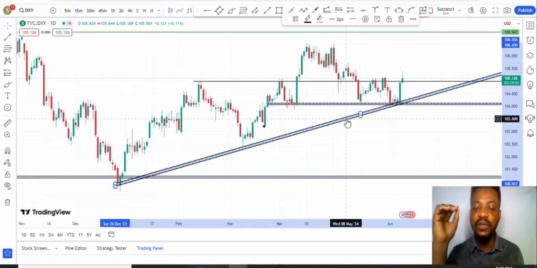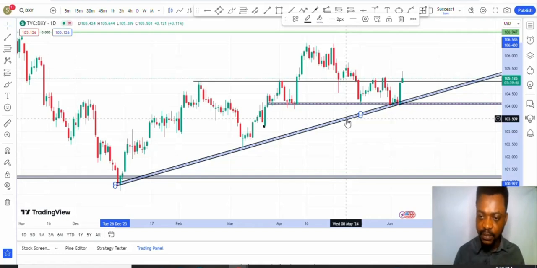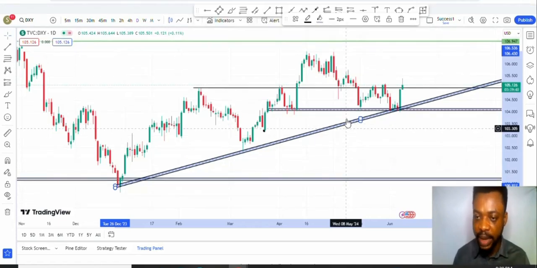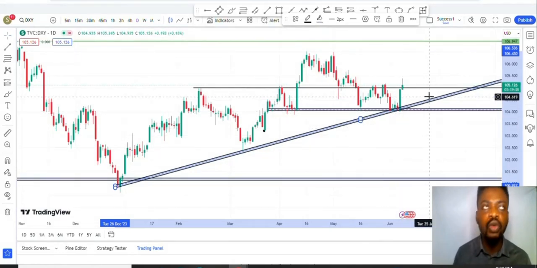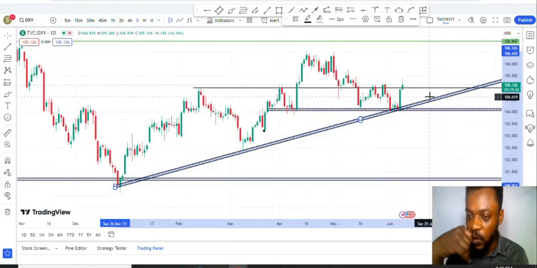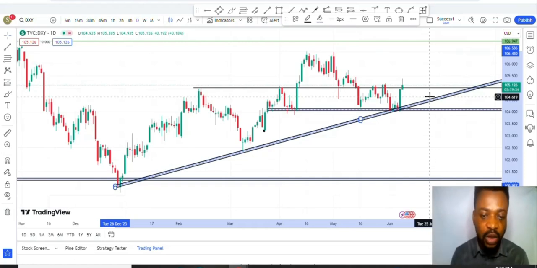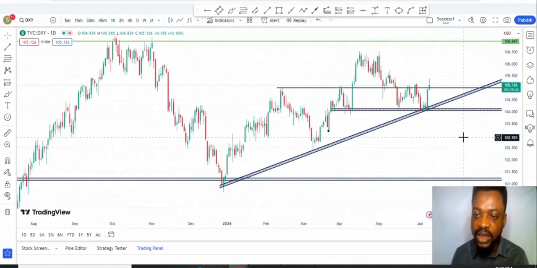So whenever you're plotting your trend lines, you want to give the market enough space to express itself. And that was what actually affected our trading last week. Our setup last week, we couldn't take advantage of the NFP news. I was tweeting this.